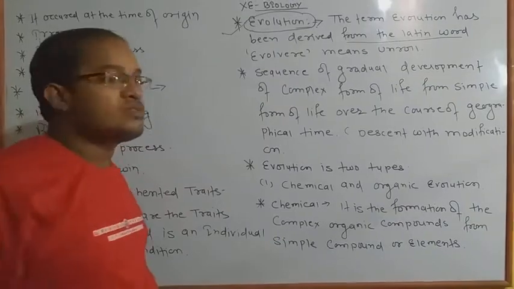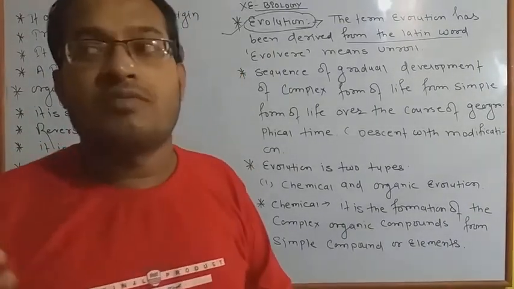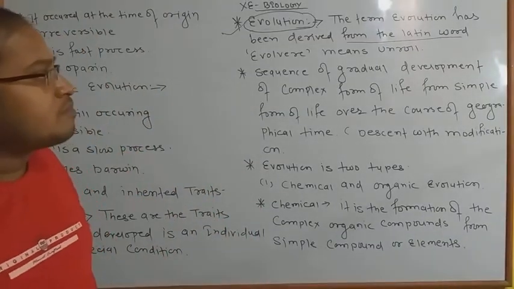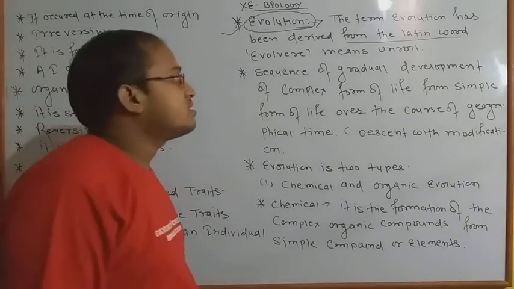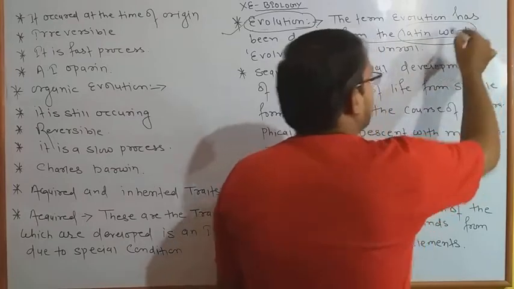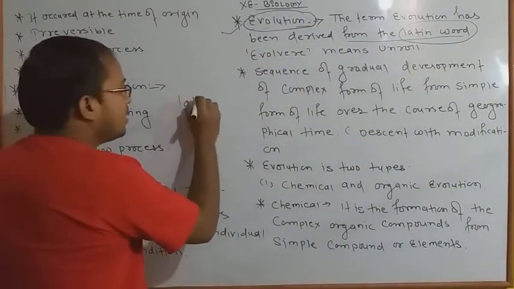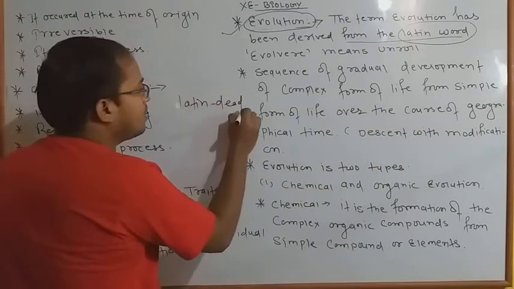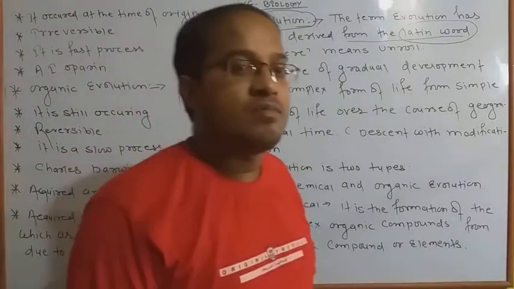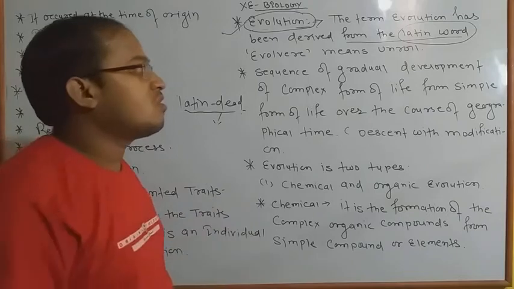In the starting chapter I already told you what is the meaning of evolution, what is the meaning of hereditary, what is the meaning of transformations. But here, evolution is generally a word derived from the Latin word. What is the meaning of Latin? Latin means dead word, and dead word means which cannot be changed or altered. जिसको हम change या alter नहीं कर सकते हैं, that is called the Latin word.